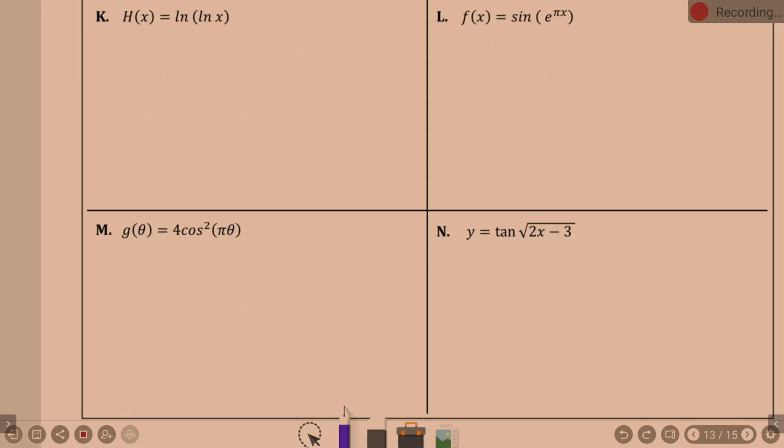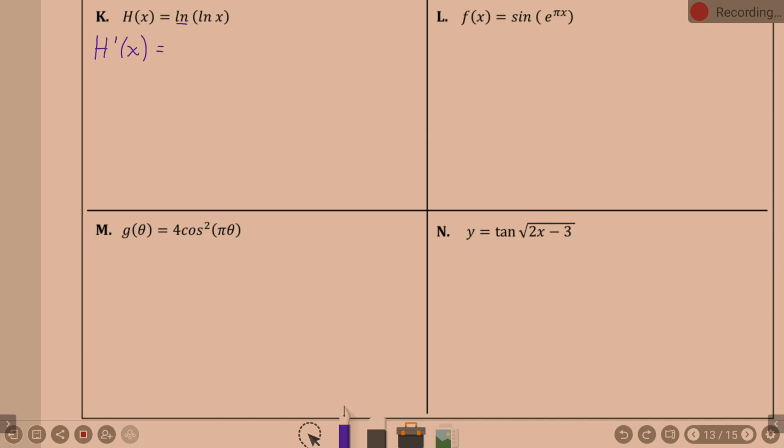H of x equals natural log of natural log of x. It's an interesting one, isn't it? Okay, so realize, first of all, this is not natural log of x times natural log of x, is it? This is natural log of what's on the inside of natural log? Natural log of x. So, the outside function is natural log.